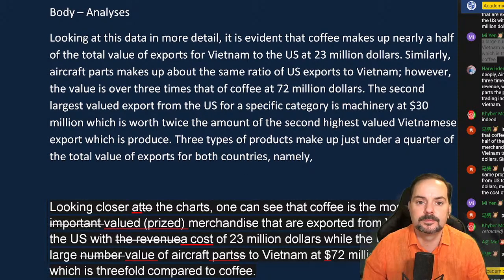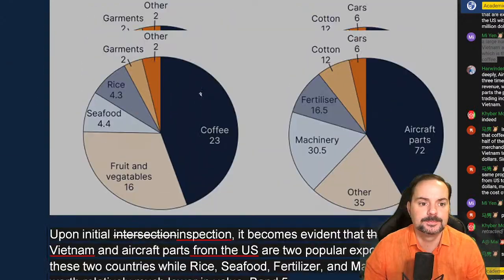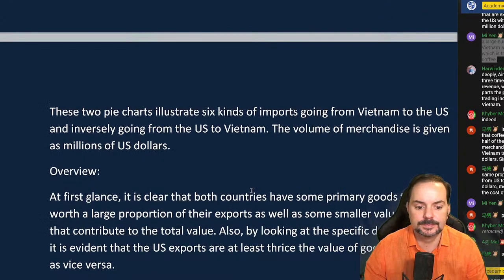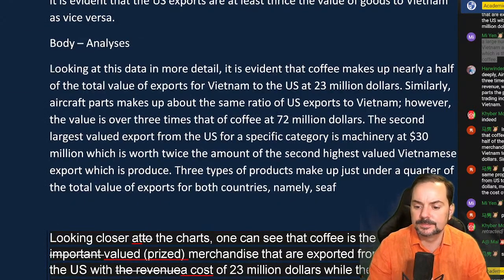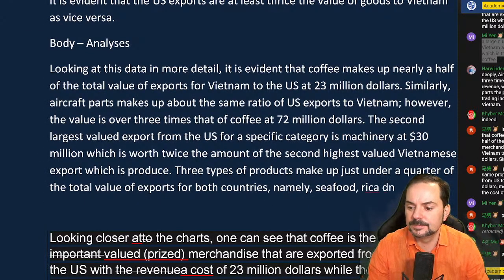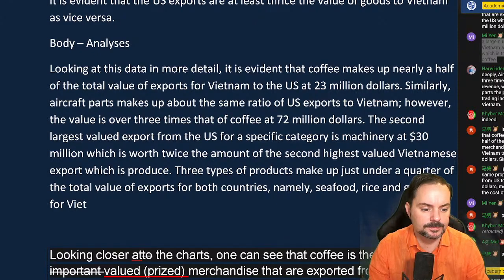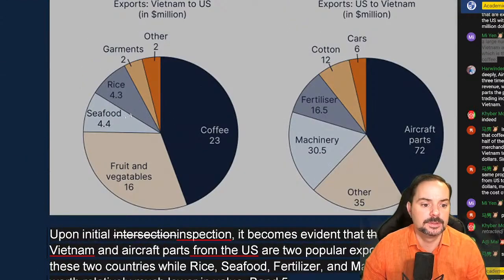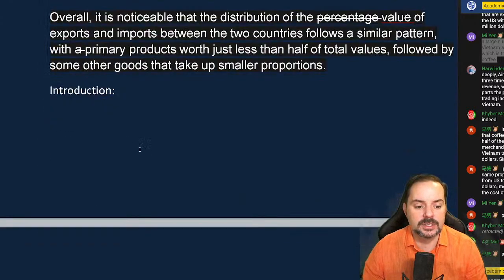namely seafood, rice, and garments, for Vietnam, worth a total of 4.4 plus 4.3, let's round that up to 9, plus 2 is $11 million.